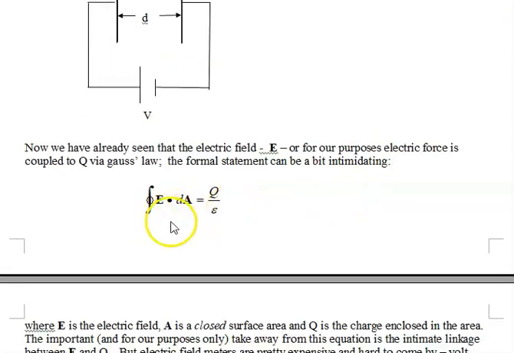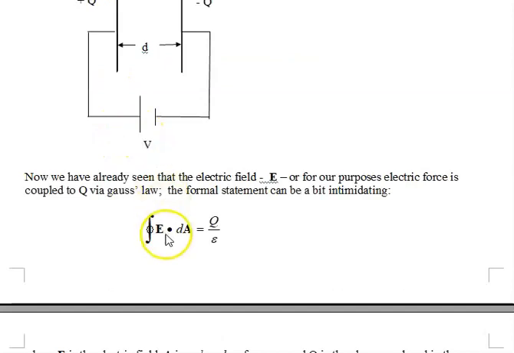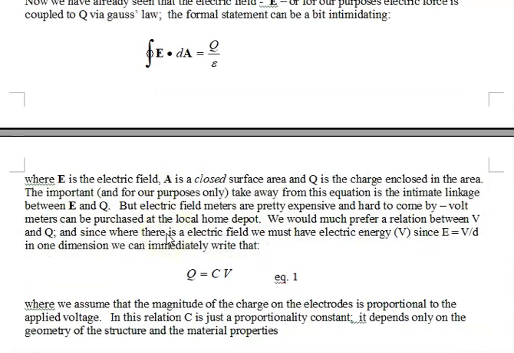In fact, Gauss's law tells us what that relationship is. This perhaps should be a double integral, but the point is that it is the integral of the electric field dotted with the area is equal to the charge divided by epsilon. In this case, the area points from left to right. It is parallel to E, which also points from left to right. So this is just the product.